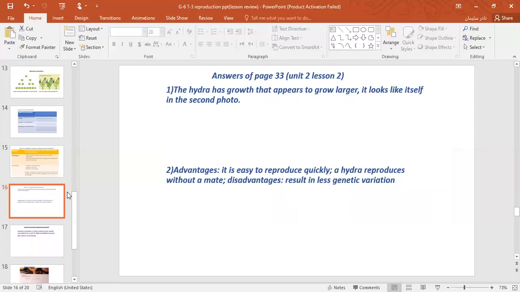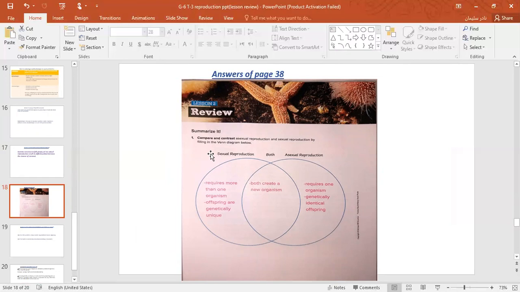If we compare sexual and asexual reproduction: sexual reproduction requires more than one organism, but asexual reproduction requires only one organism. This is one difference. Sexual reproduction offspring are genetically unique. Each offspring has its own DNA that is different from the DNA of the second offspring. But in asexual reproduction, organisms are genetically identical, mostly having the same DNA, and they are genetically identical to their parents. The similarities are that both are types of reproduction, both produce offspring, and both create new organisms.